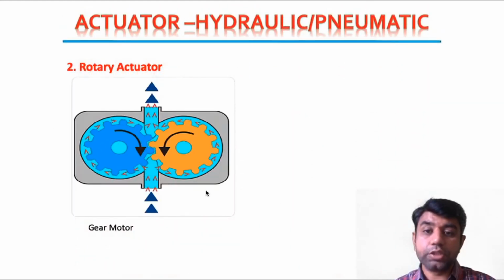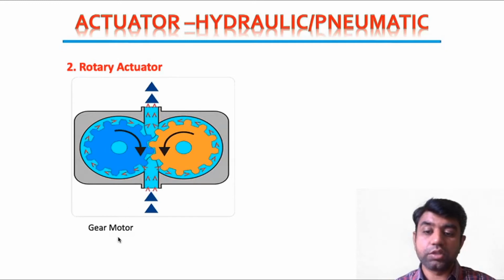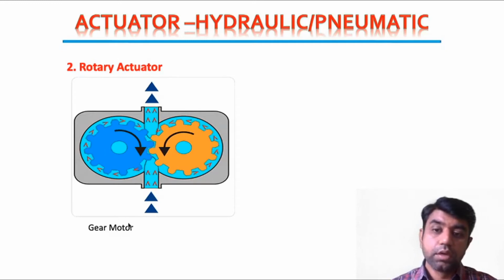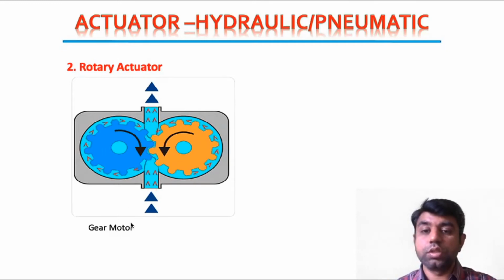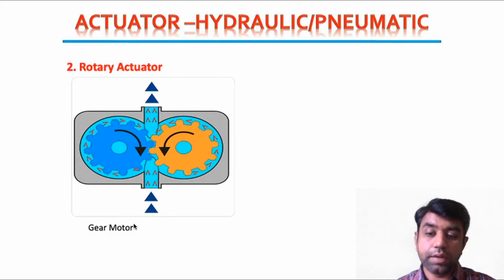Coming to the rotary actuator, we have different kinds of mechanisms in the case of rotary actuators. We have three general types for the rotary actuator in hydraulic and pneumatic systems, that is gear, vane and piston. The first one is the gear type.